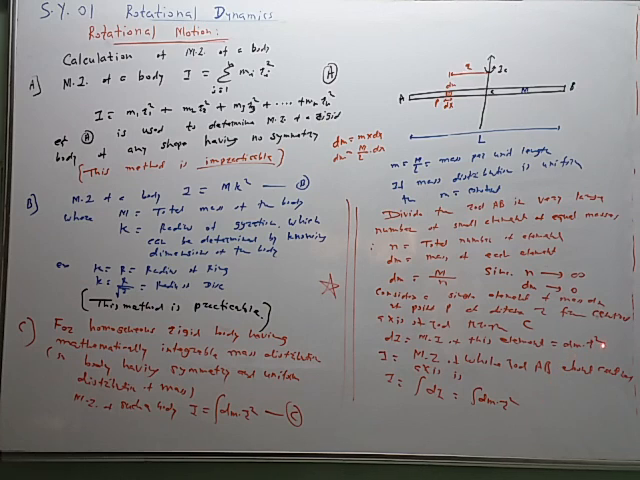So mass into square of distance will give the moment of inertia of the single element. Now if you integrate this, we will get the moment of inertia of the total rod.